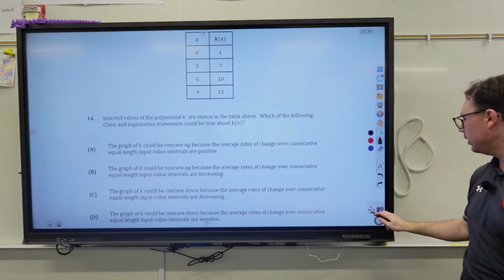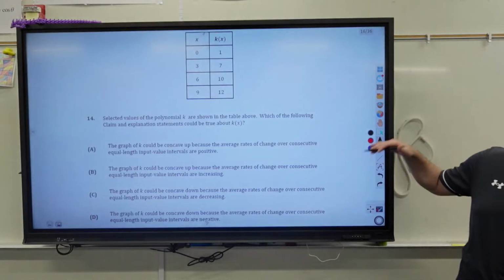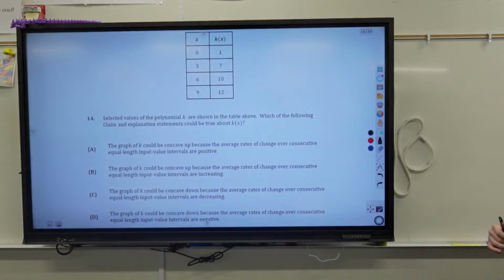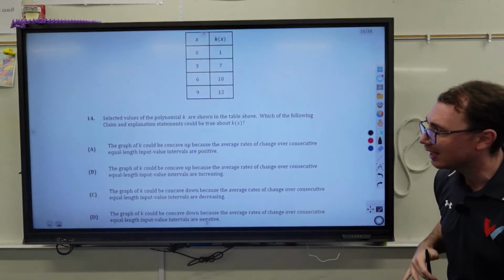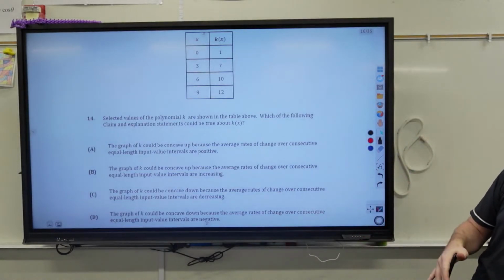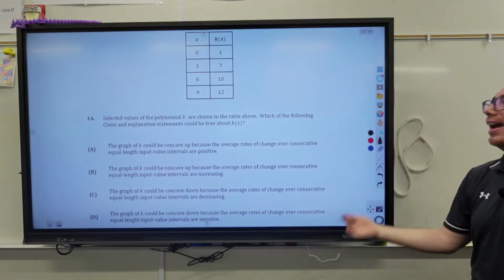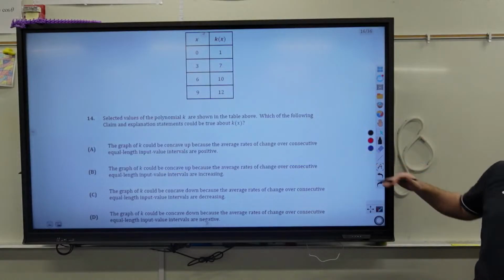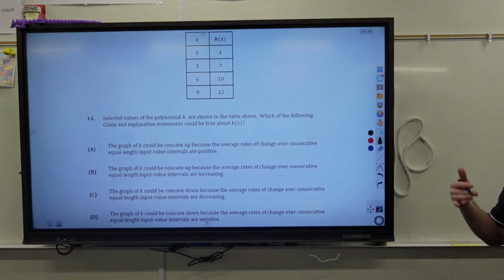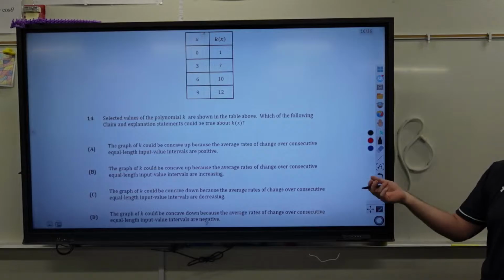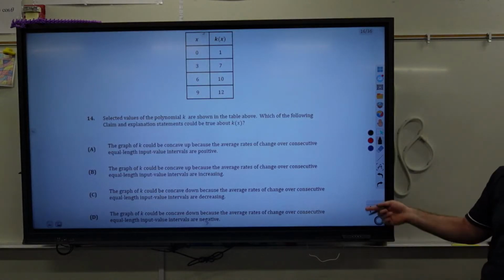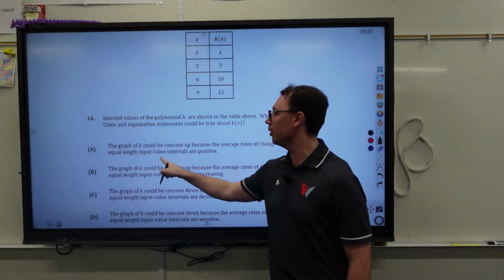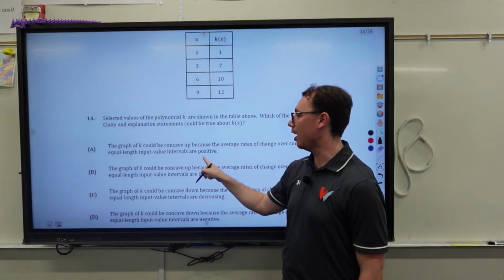Moving on to question 14 here. For question 14 itself, we want to select the values of the polynomial k shown in the table above. Which of the claims and explanation statements could be true about k of x? For A here, the graph of k could be concave up because the average rate of change over consecutive equal length input value intervals are positive.